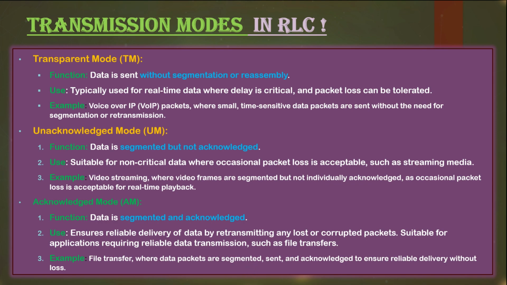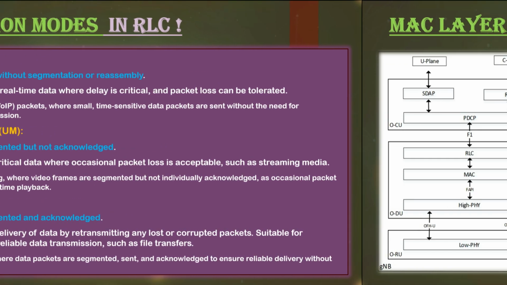Now second is UM mode. UM stands for unacknowledged mode. Unacknowledged mode means it does not require any reception response from the other party. This simply means that ACK or NACK is not received from the second party. Last is AM mode. If you look at the AM mode, this is the most complicated RLC type. AM stands for acknowledged mode, and as its name implies, it requires acknowledgement and negative acknowledgement from the other party.